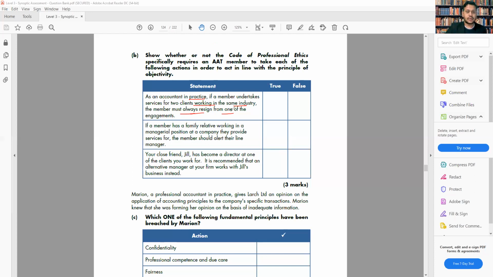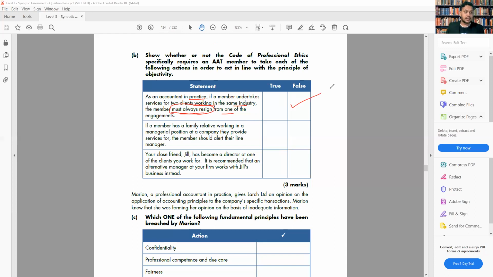So here they said you must resign. It's not must. I only resign from the engagement if I cannot confirm or if I cannot ensure the full safeguarding. So if I can do it, I don't have to resign. I can carry on the work for the same industry. So this is false.